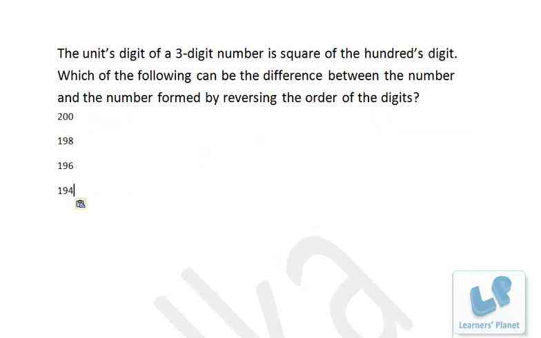The unit digit of a 3-digit number is square of hundredths digit. Which of the following can be the difference between the number and the number formed by reversing the order of the digits? Okay. See, any 3-digit number, suppose it is XYZ and the reversed number, that is ZYX. The difference between these two is always multiple of 99. You should be clear about it.